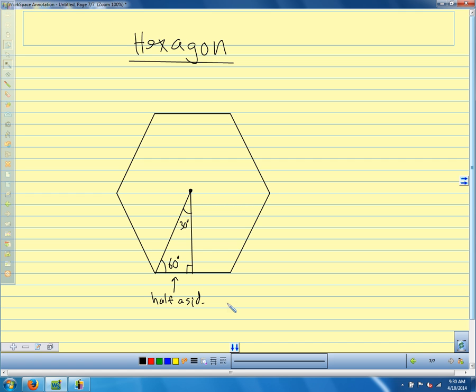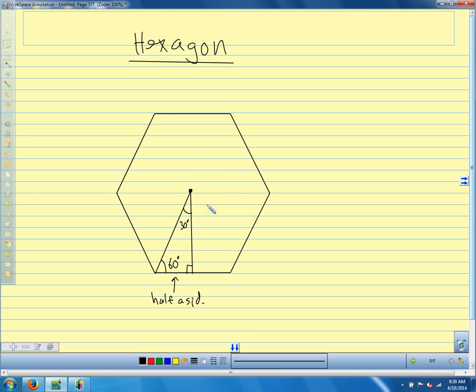So you should have these little pictures with your 30, 60, 90 triangles drawn in there around that circle in your graphic organizer. Squares, triangles, hexagons. You end up with special right triangles. All right, questions on our special right triangles?